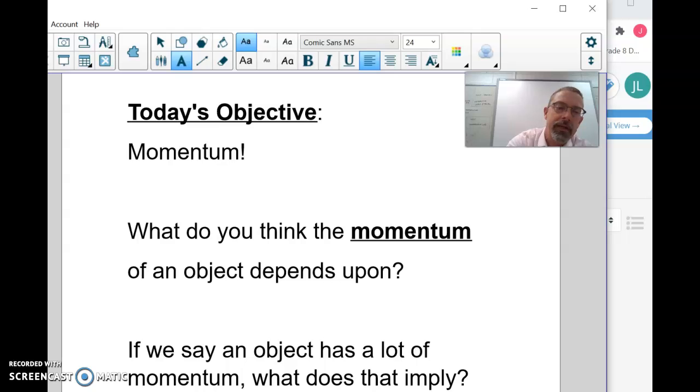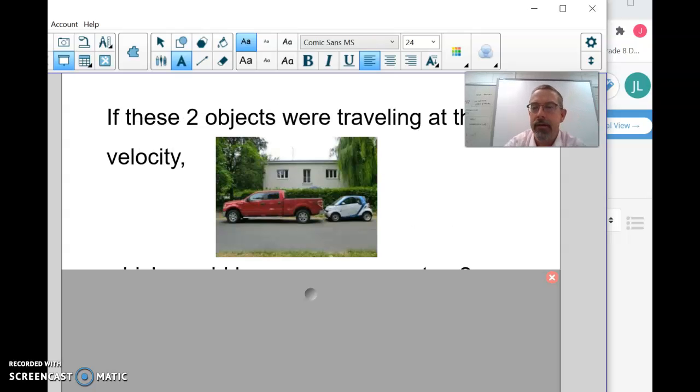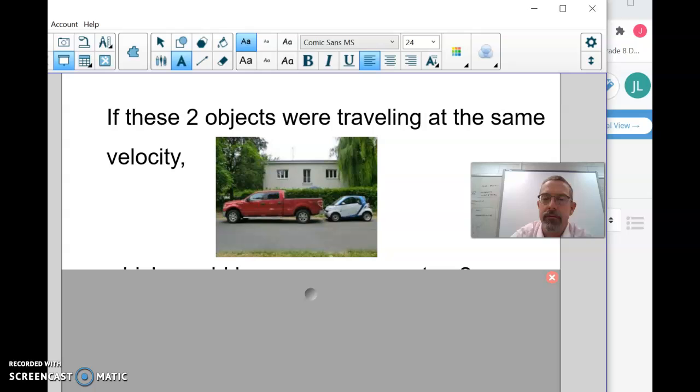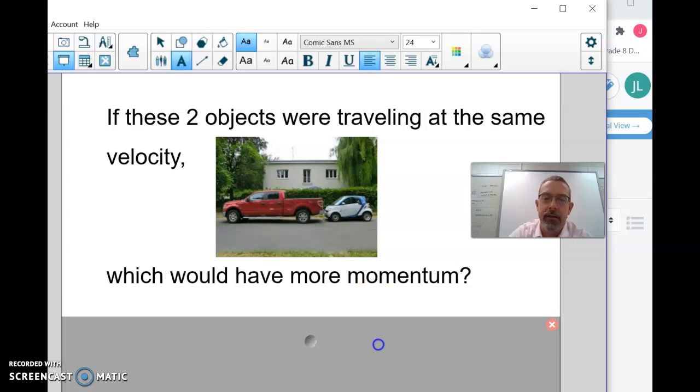So let's take a look at this idea. Okay, and I've got a rather large truck and a rather small car there. If these two objects were traveling at the same velocity, would they have the same amount of momentum, or would they have different amounts of momentum? And if so, which object would have more?